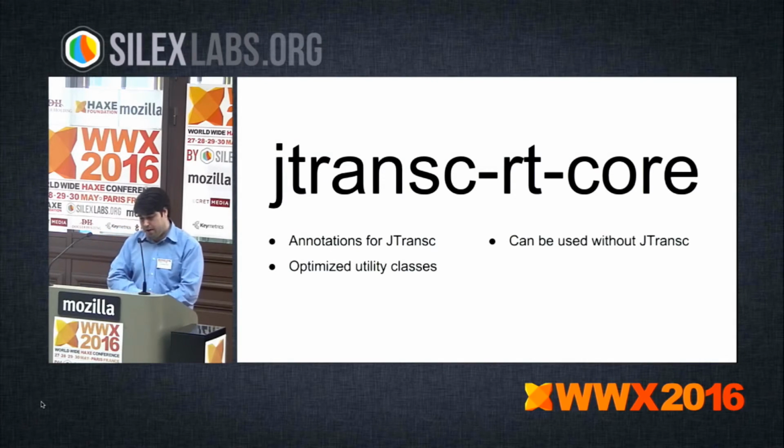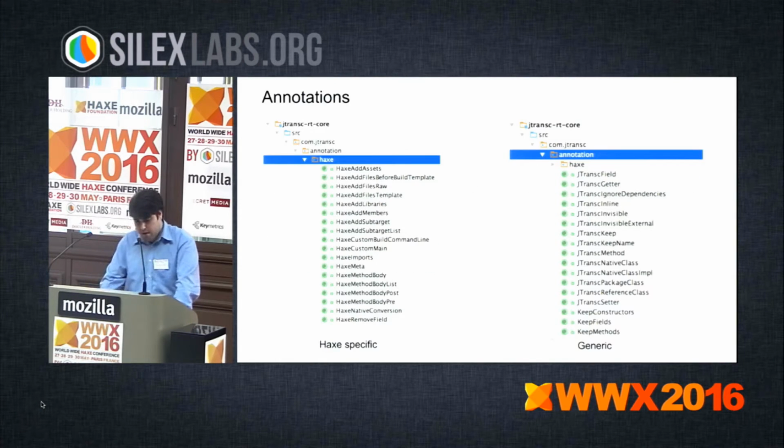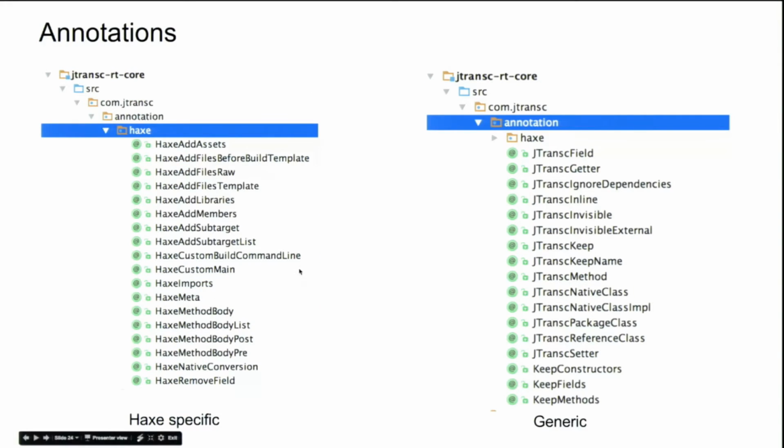So there is a library called JTransc RT. That's a provisional name, but it's a library that you can use without JTransc. It has annotations that JTransc understands, and has some utility classes that are optimized to use with JTransc. So these are the annotations. Some of them are Haxe specific, and others are generic.